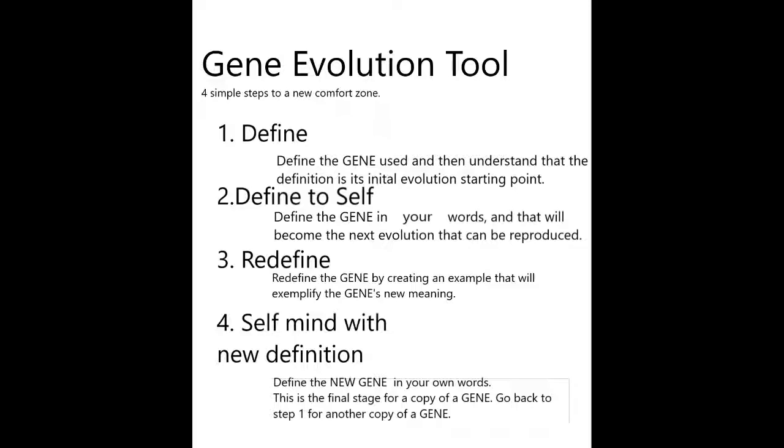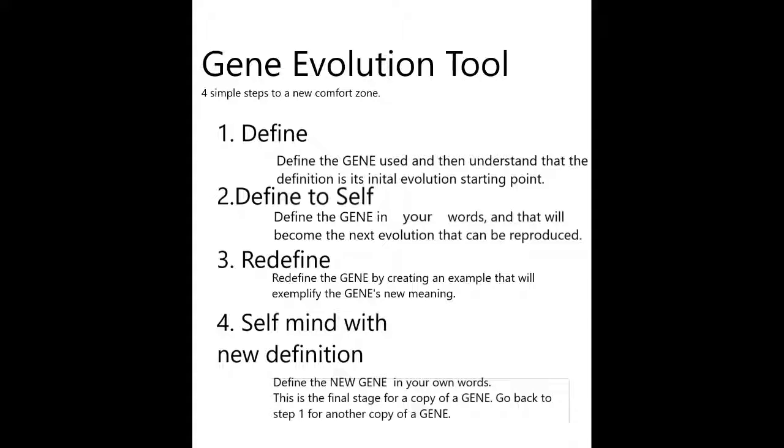Step number 1, define. Define the gene used and then understand that the definition is the initial evolution starting point. So when you define the gene, you are giving yourself the new gene starting point, the copy of the first gene. Step number 2, define to self. Define the gene in your own words, and that will become the next evolution that can be reproduced. Basically, define the evolution you are creating.